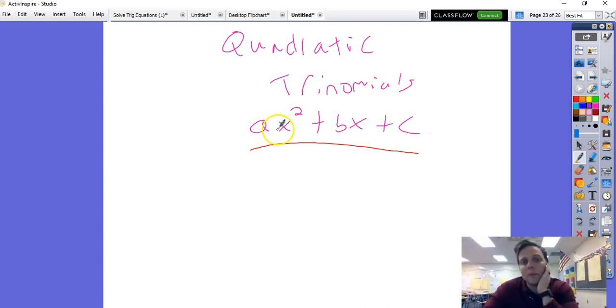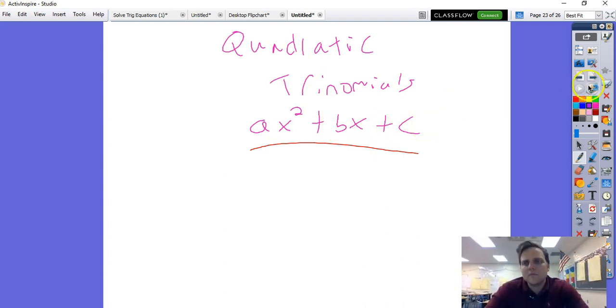But this is what it means to be a quadratic trinomial. It means your highest power is a 2, and you have 3 terms, okay? It doesn't always have to be x. We could put z here, we could put b here. It could be 2b squared plus 3b plus 5, something like that, all right?